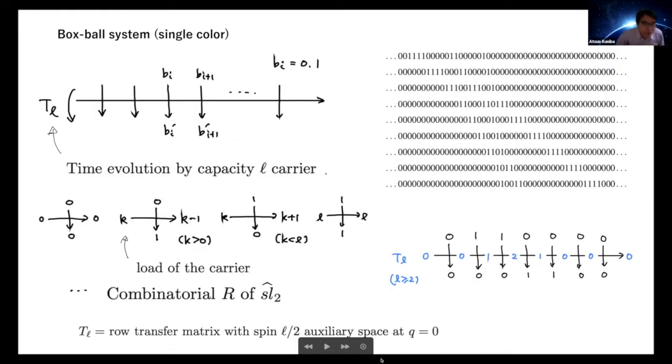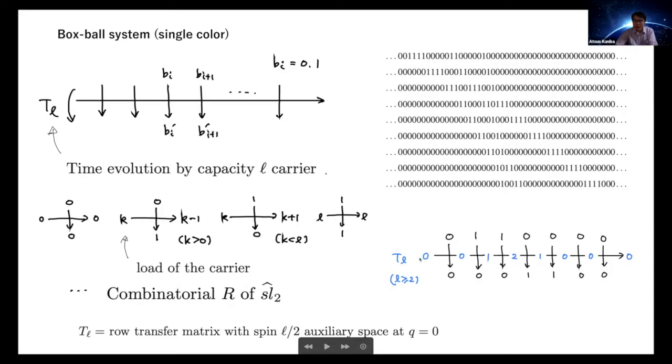begin by recalling the very original Takahashi-Satsuma box-ball system. 99% of my talk will be concerned with this very original version. We have the time evolution indexed by a non-negative integer L. L is the capacity of the carrier, and the time evolution is induced by the carrier, which is schematically shown like this, where the number on the horizontal edge is the load of the carrier. It's the number of balls contained in the carrier. And this diagram is nothing but the combinatorial R of sl2. And this is an example of the time evolution.